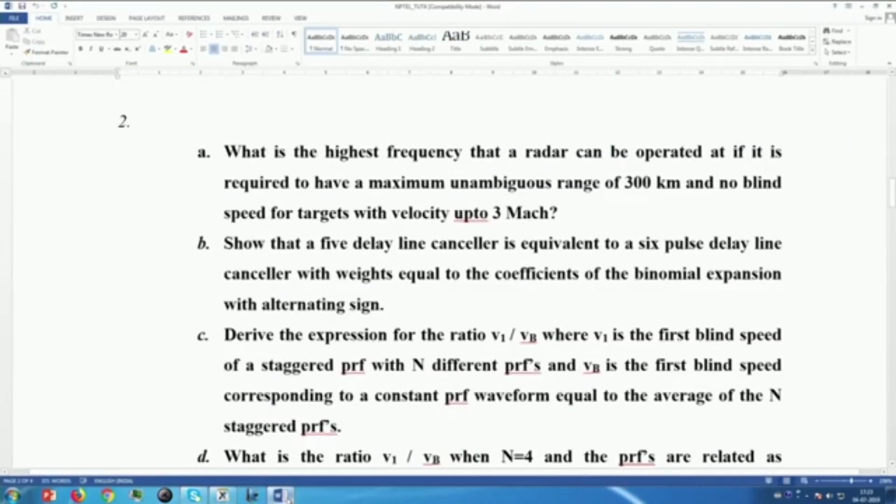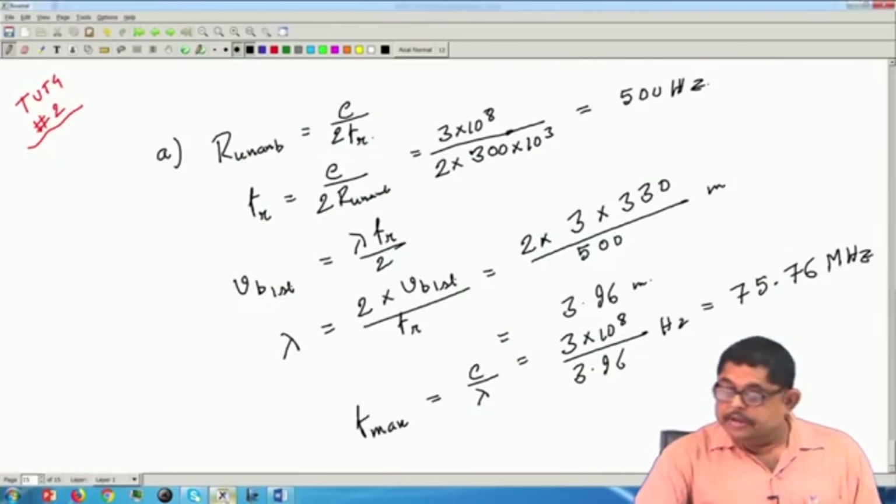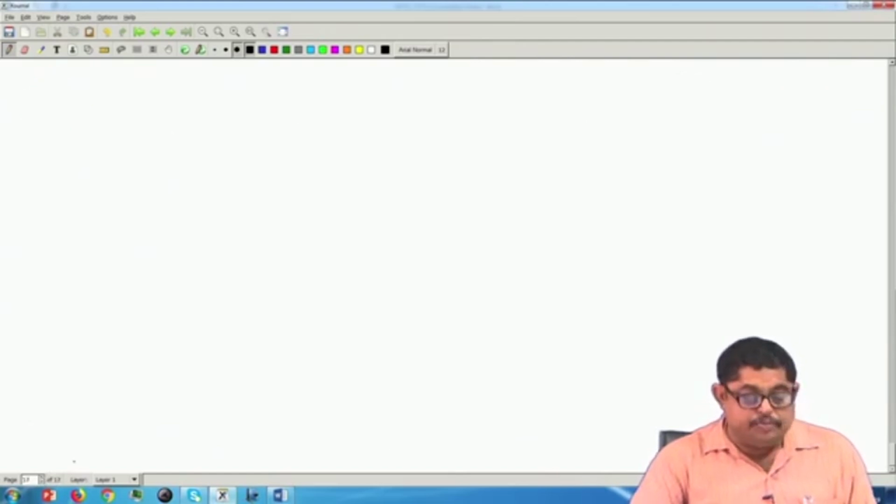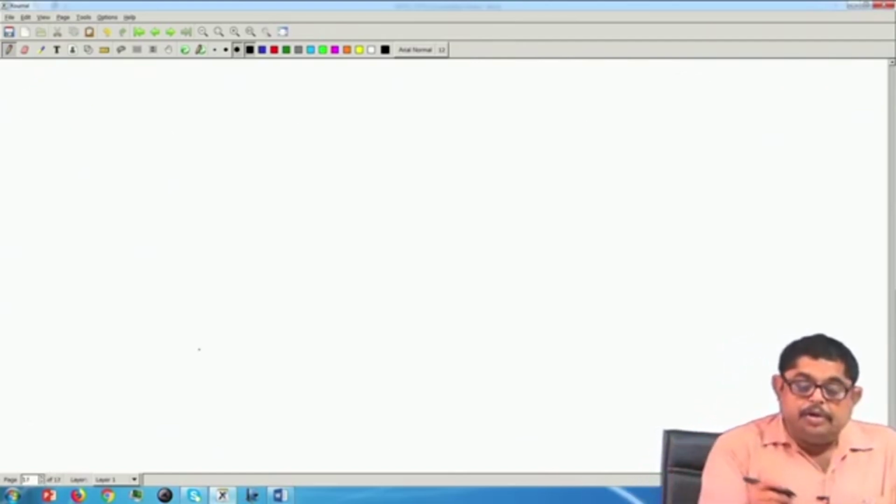So what is the next problem? Show that a 5 delay line canceller is equivalent to a 6 pulse delay line canceller with weights equal to the coefficients of the binomial expansion with alternating sign. We have shown this also in the theory, but let us show it in the tutorial.